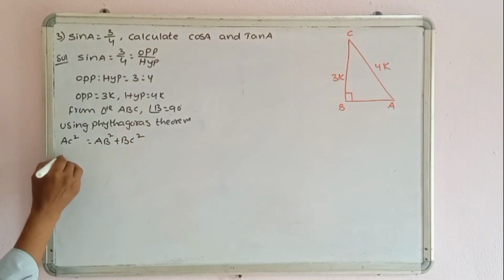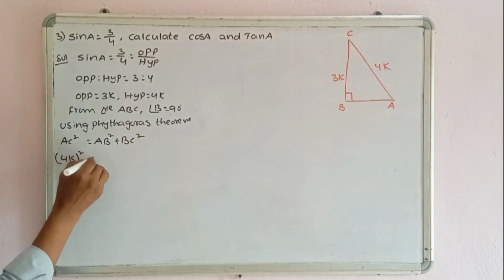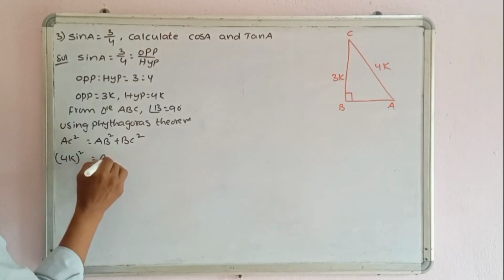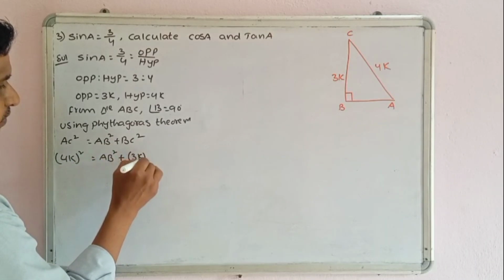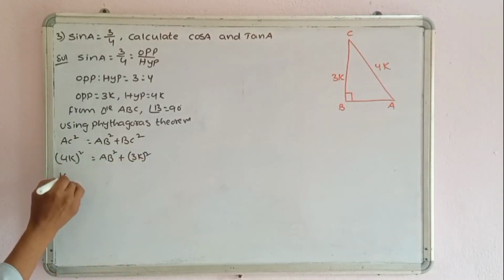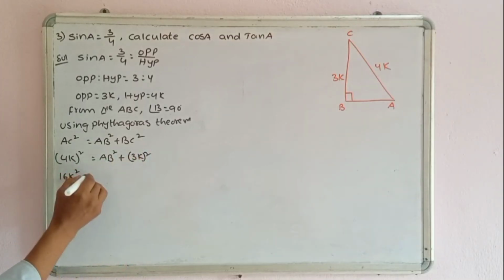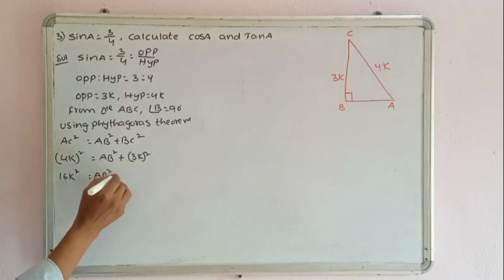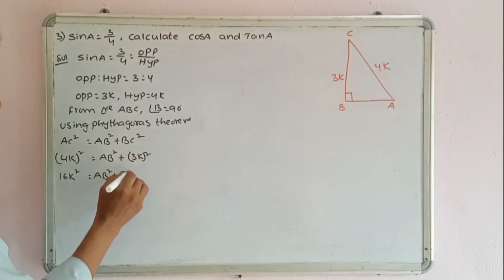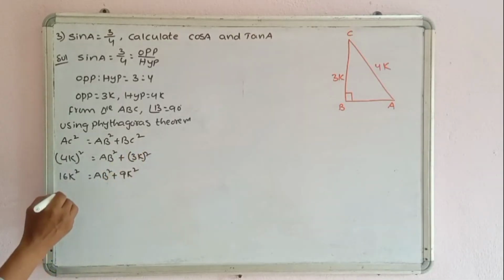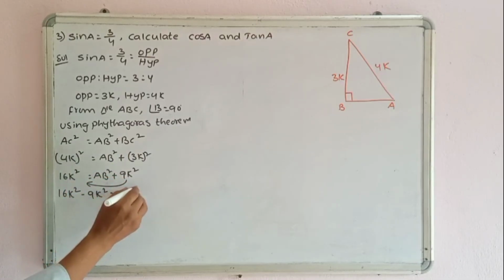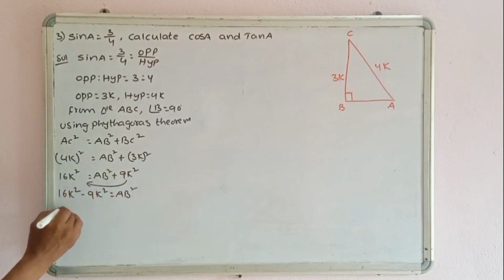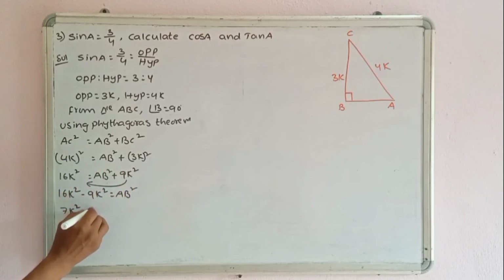Here AC value is 4k. 4k whole square equals AB, value I don't know, first we will find AB only, plus BC. BC is 3k whole square. So 4 square value is 16k square equals AB square plus 3 square, 9k square. So 16k square minus 9k square, transposed to the left side, equals AB square. So 16 minus 9 is 7. 7k square equals AB square.